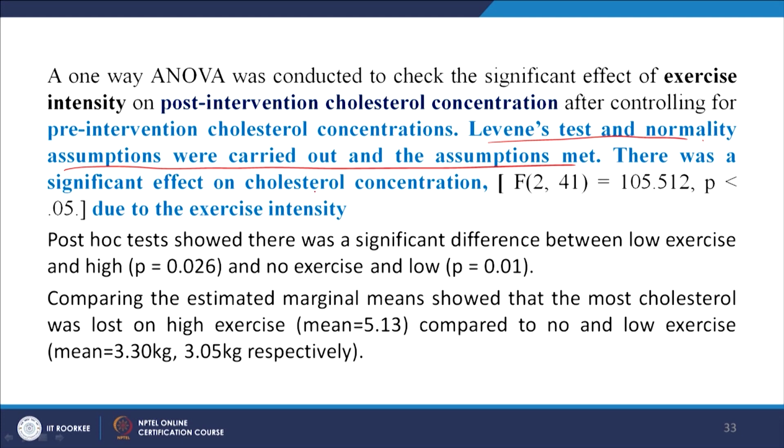There was a significant effect on cholesterol concentration. So, this is how you write. So, F at 2 and 41, this is my degrees of freedom, the numerator and the denominator, is equal to this much, and my P is this much, my significance level, due to the exercise intensity. Post hoc test, which was the pairwise comparisons, right, showed that there was a significant difference between low exercise and high, this is 1 and 3, you can say, and no exercise and low, right, which is 1 and 2, right. Comparing the estimated marginal means showed that most cholesterol weight was lost on high exercise with a mean of this much compared to no and low exercise. So, this is how you report, right.